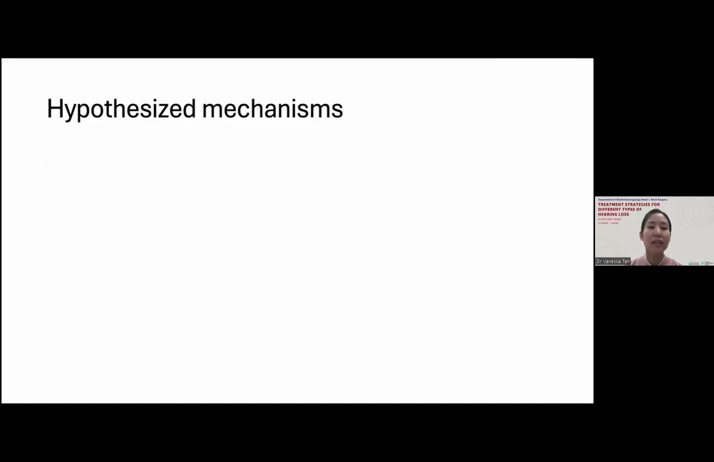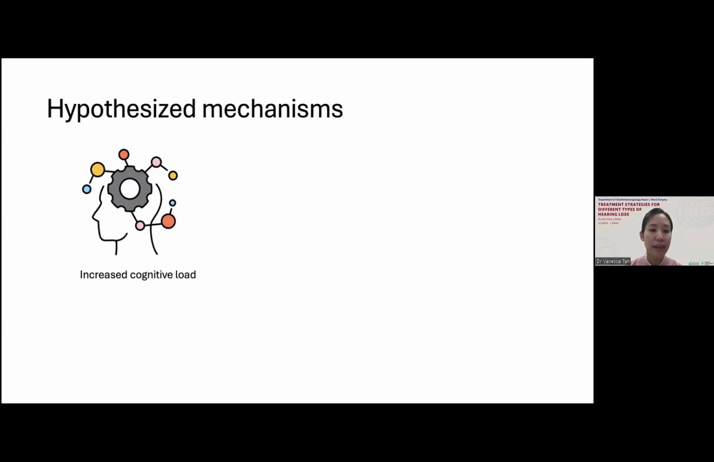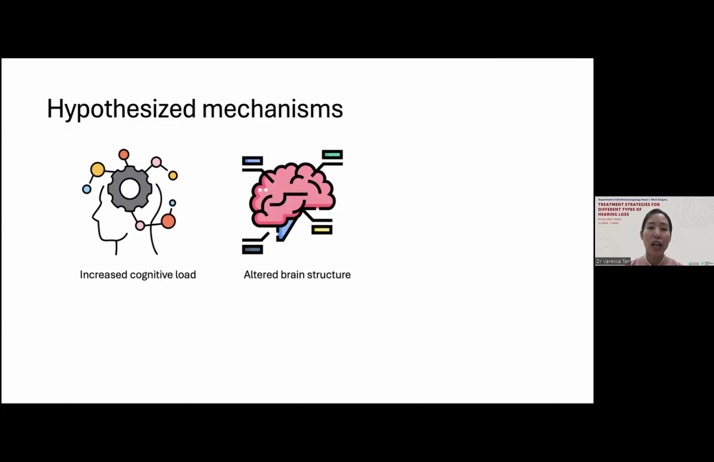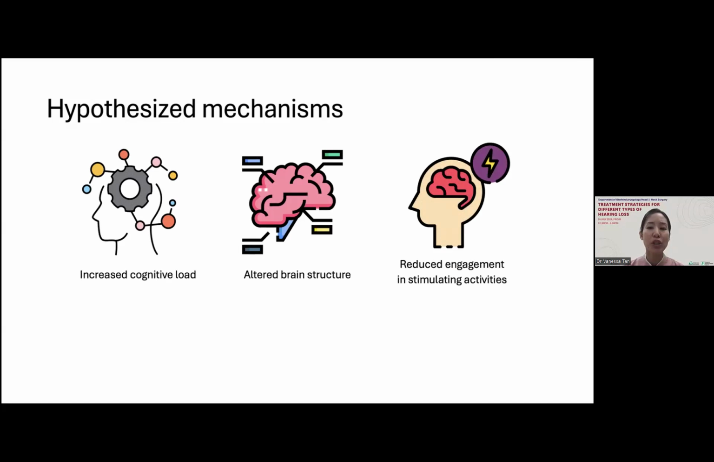So why is hearing loss associated with cognitive decline or dementia? There are a few hypothesized mechanisms. One is when you cannot hear, you're actually causing more stress on your brain. You're causing more cognitive load on the brain. Hence, there's less reserve left for memory and other functions. Another theory is that they actually share a common pathway. Hearing loss and dementia share a common pathway of altering the brain structure. And lastly, for patients with hearing loss, they have reduced engagement in social activities, and this will thus reduce their stimulation.